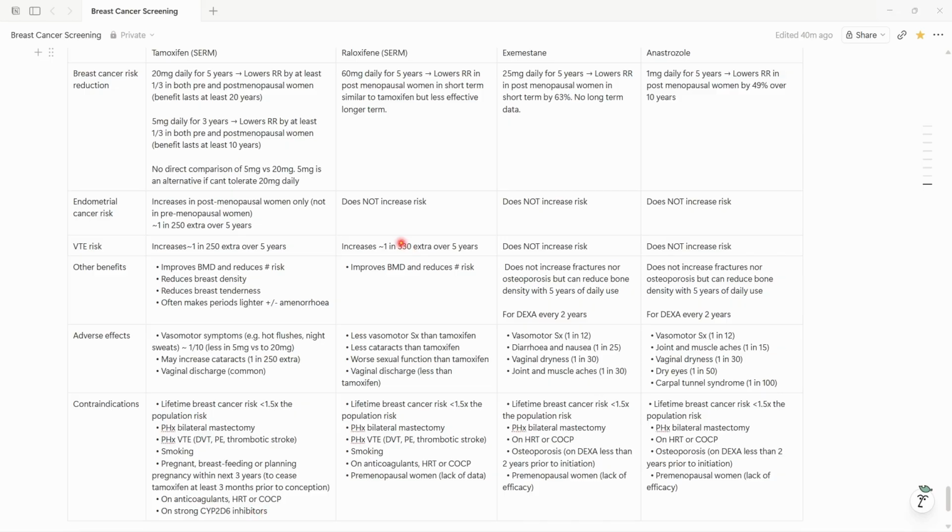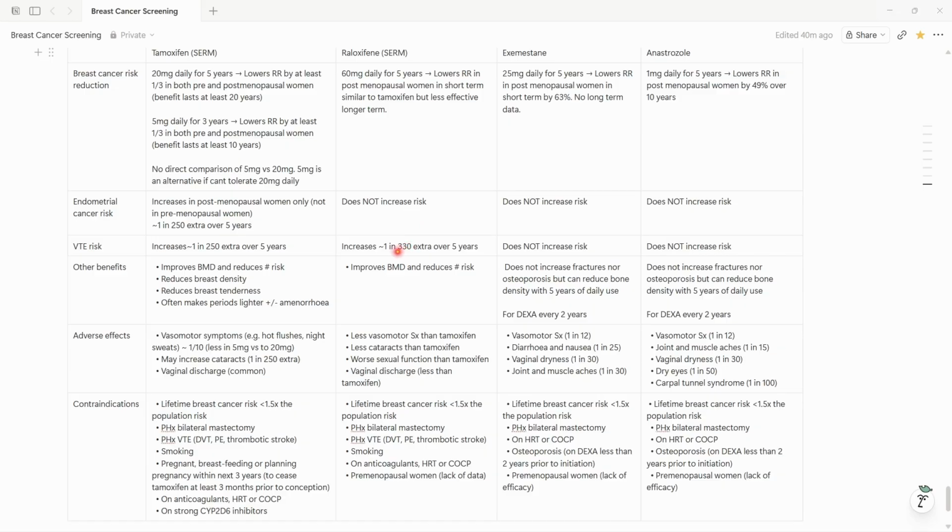Next is raloxifene, which is another selective estrogen receptor modulator. It is only used in postmenopausal women, not premenopausal women. It is a 60 milligram tablet taken every day for 5 years. It lowers the relative risk in postmenopausal women in the short term, similar to tamoxifen, but is less effective long term. However, raloxifene has the benefit of not increasing endometrial cancer risk compared to tamoxifen.